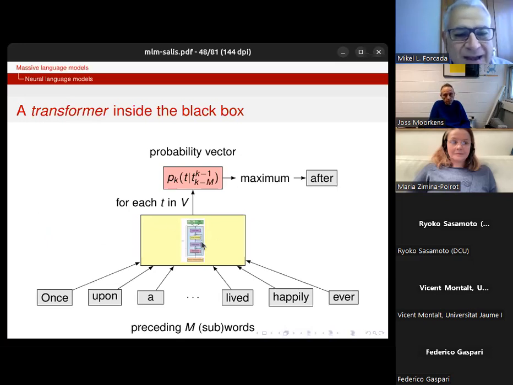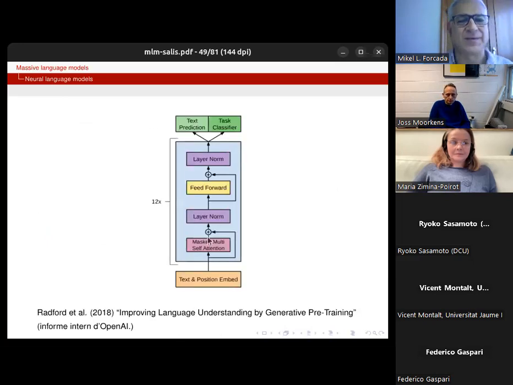So here inside the box we have a transformer. This is the transformer. I'm only showing this to show you it has a lot of different processing blocks, which are neural nets, and that big blue block is repeated 12 times. So it is a very, very deep net.